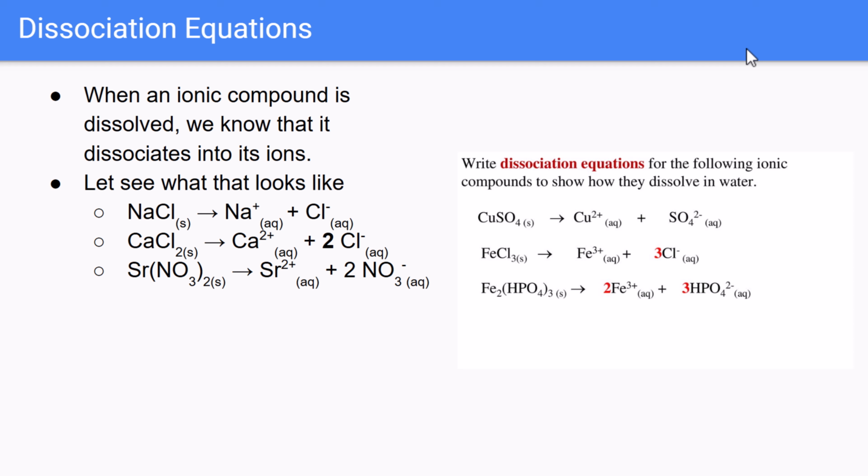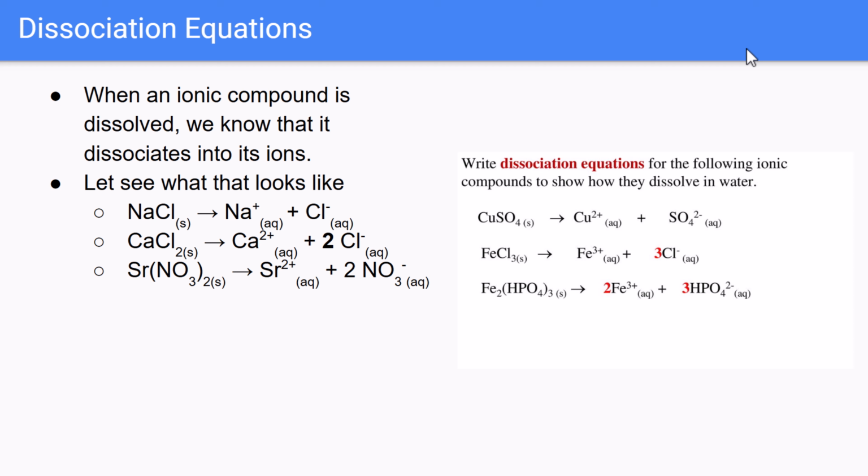CaCl2 is soluble, and it will dissociate into calcium ions and chloride ions. But notice that it is in a 1-to-2 ratio. I have 2 chlorines for every 1 calcium, and that's because there's 2 chlorines in CaCl2. So we just transform that subscript into a coefficient when we go through and write this. And the same rules apply to polyatomic ions. Just make sure you keep the polyatomic ions together as you go through and dissociate it.